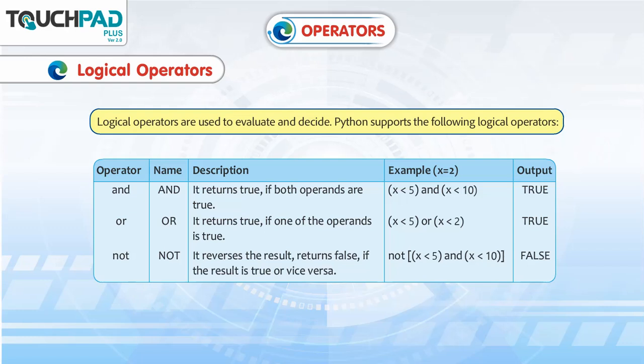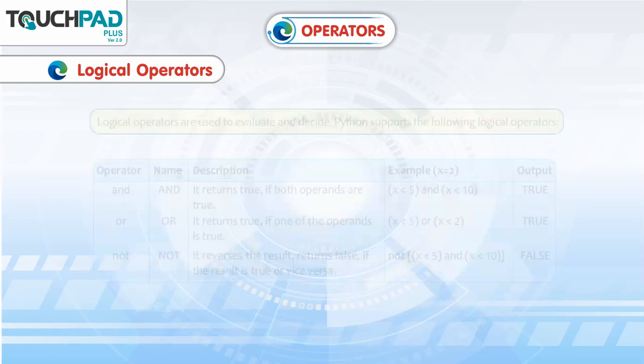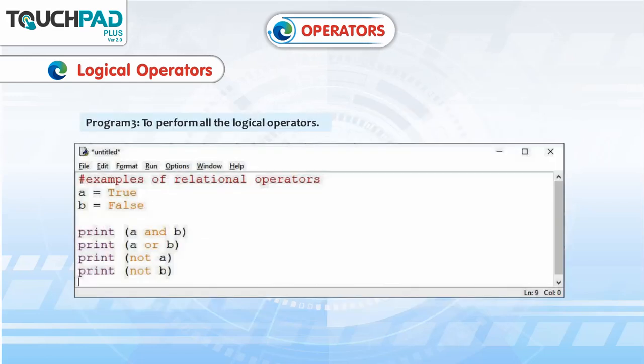Or returns true if one of the operands is true: x < 5 or x < 2. The output would be true. Not reverses the result. It returns false if the result is true, or vice versa: not(x < 5 and x < 10). The output would be false. Program 3, to perform all the logical operators.